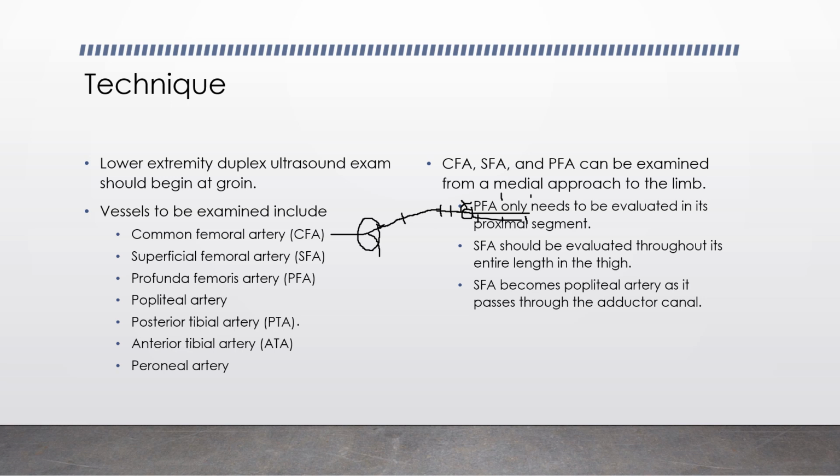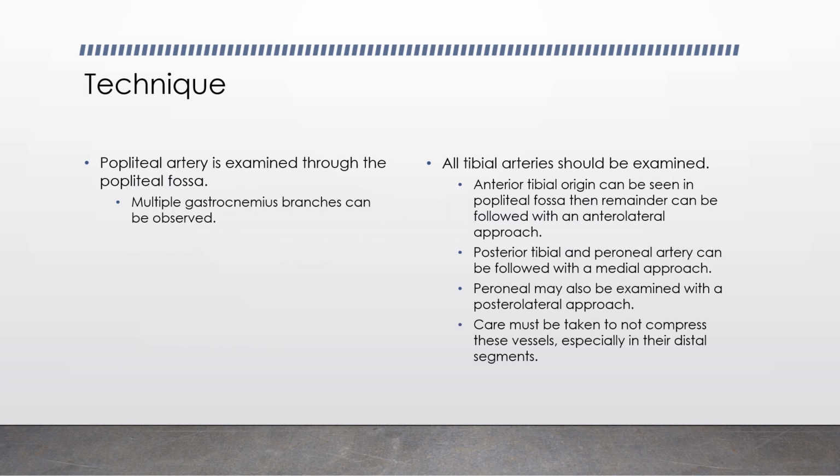Okay. I talked about most of this already, but like I said, the popliteal artery is examined through the popliteal fossa. This is one where it can be helpful to have that patient roll away from you. If you are seeing branches off of that popliteal artery, be aware that multiple gastrocnemius branches that feed that gastrocnemius muscle come off in that area. So that's probably what you're seeing.